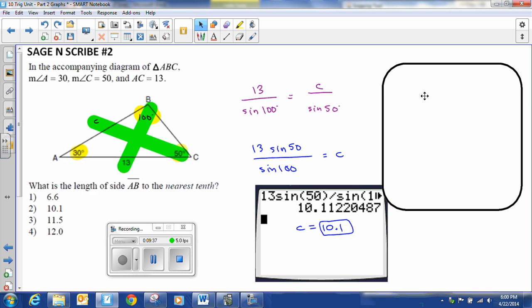And the value of c is 10.1, so the answer is 2. There you go. Good luck to you. That's the law of sines.